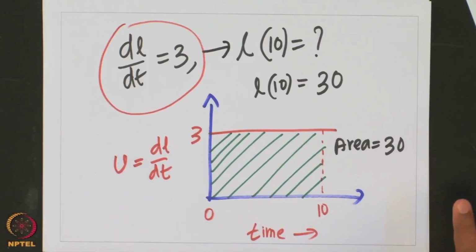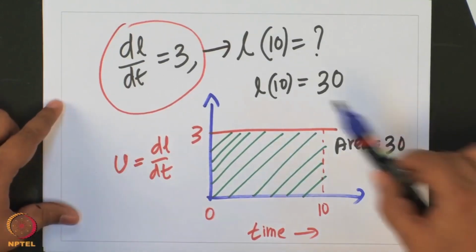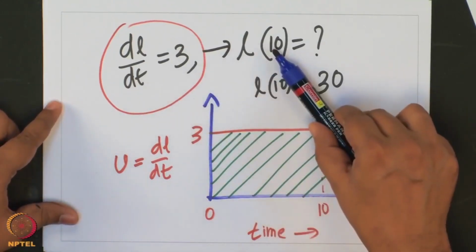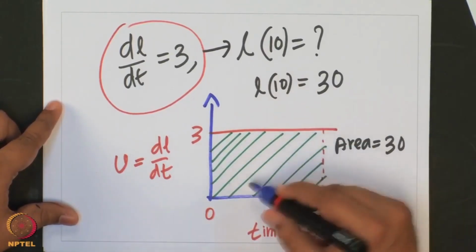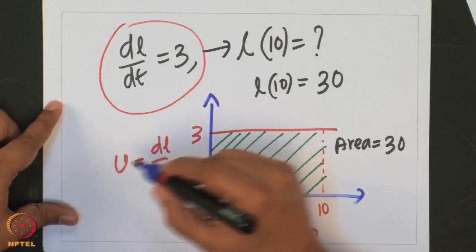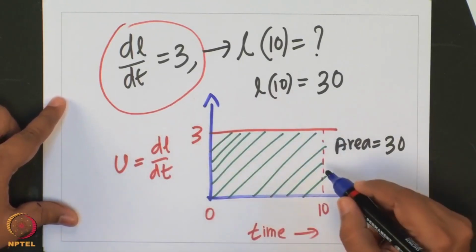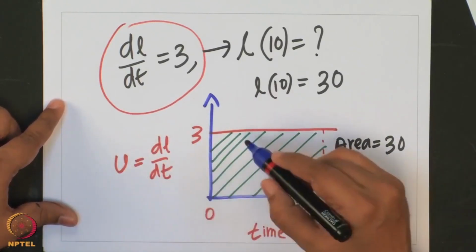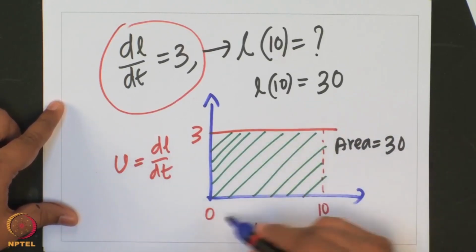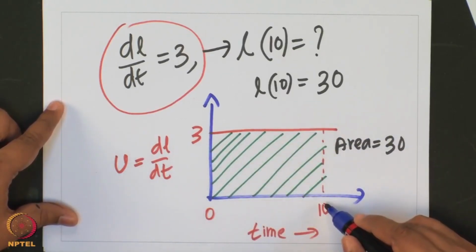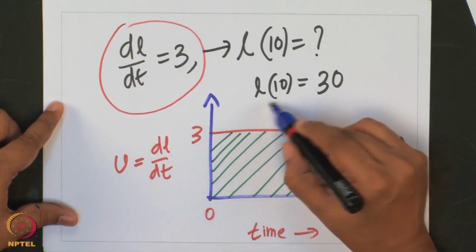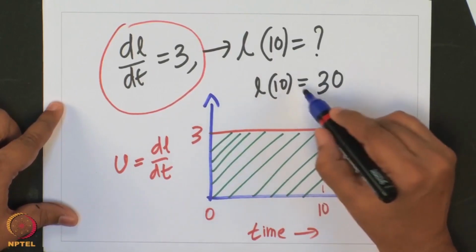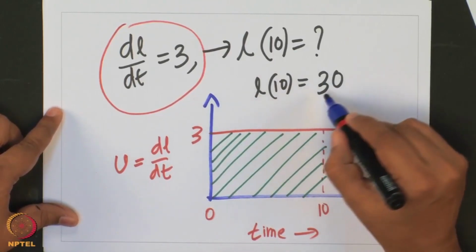So what is the claim here? Let us repeat the claim once more. The claim is that integrating this function and calculating the length is the same as finding the area under this function v, which is nothing but a slope function. So if we take the slope function v and plot it and find the area under this from 0 to 10, it is the same as integrating this and getting the integrated function L at 10. So this is the claim.